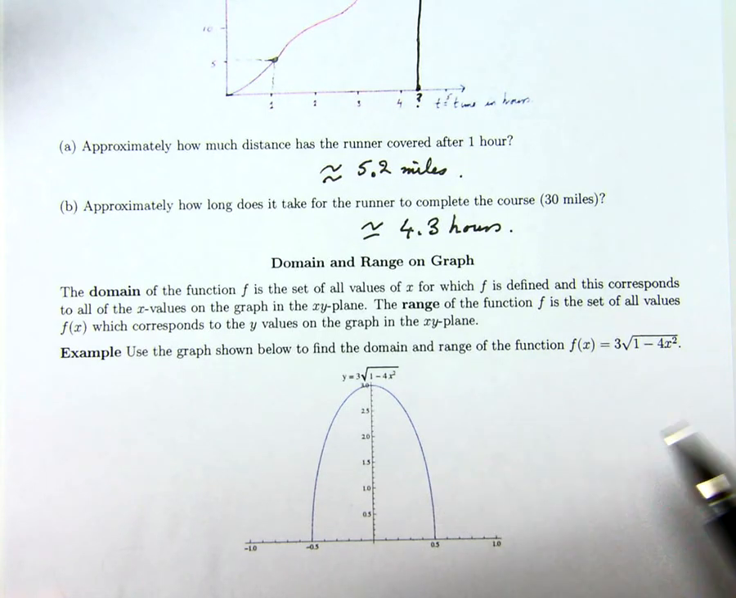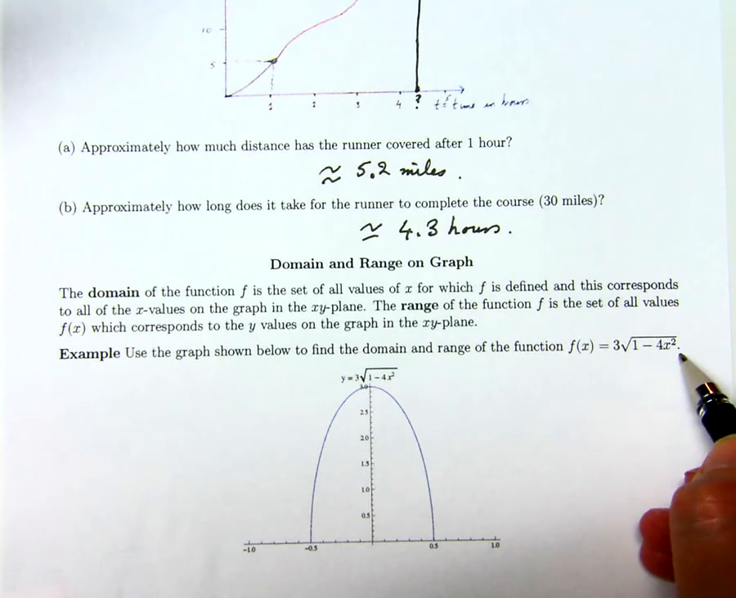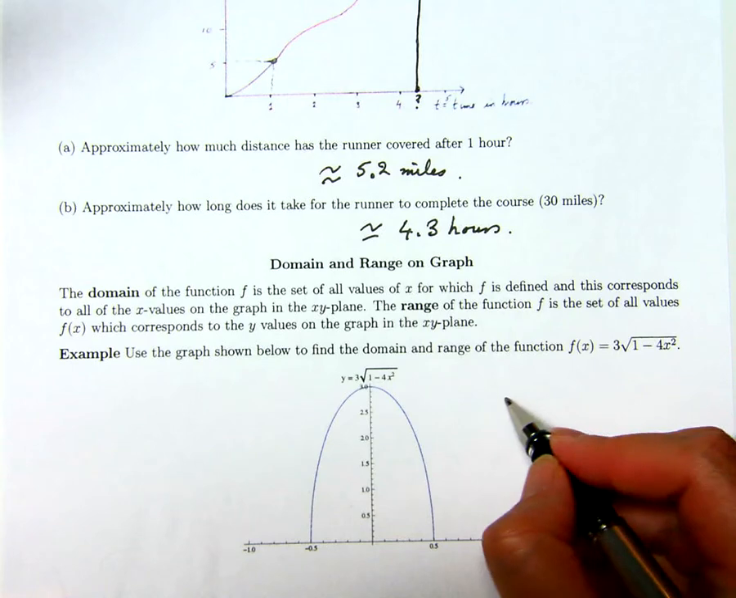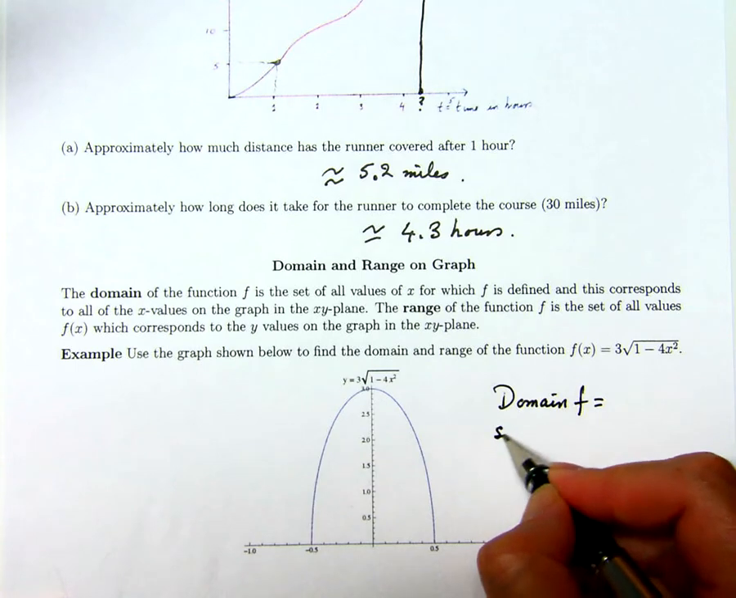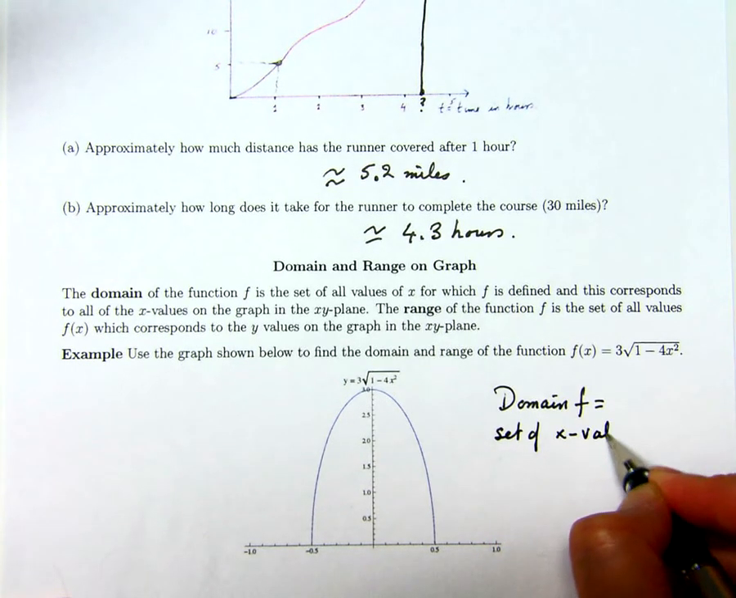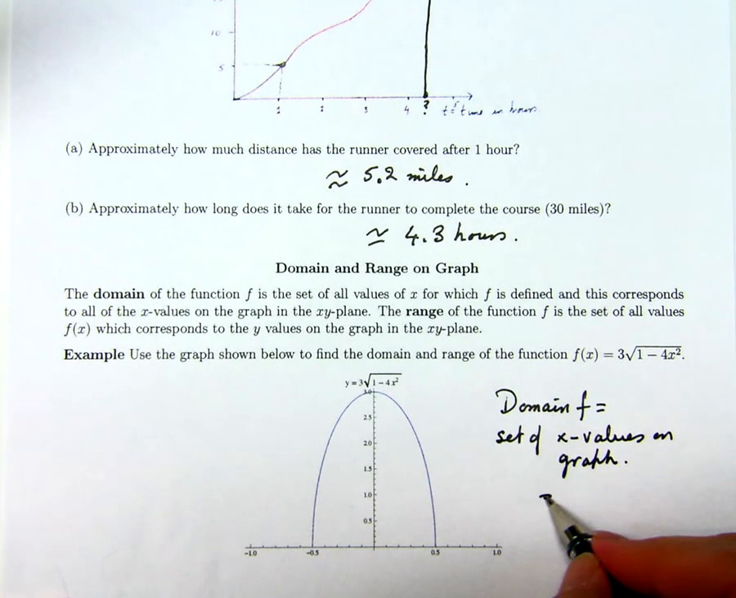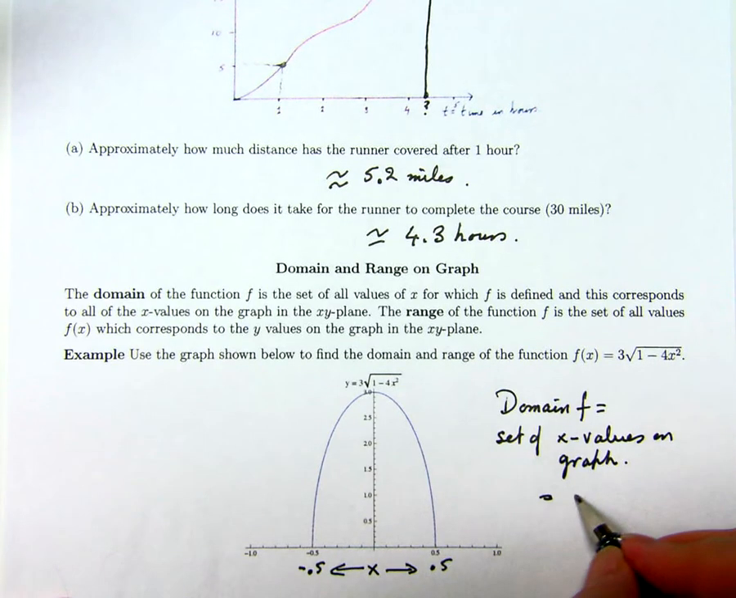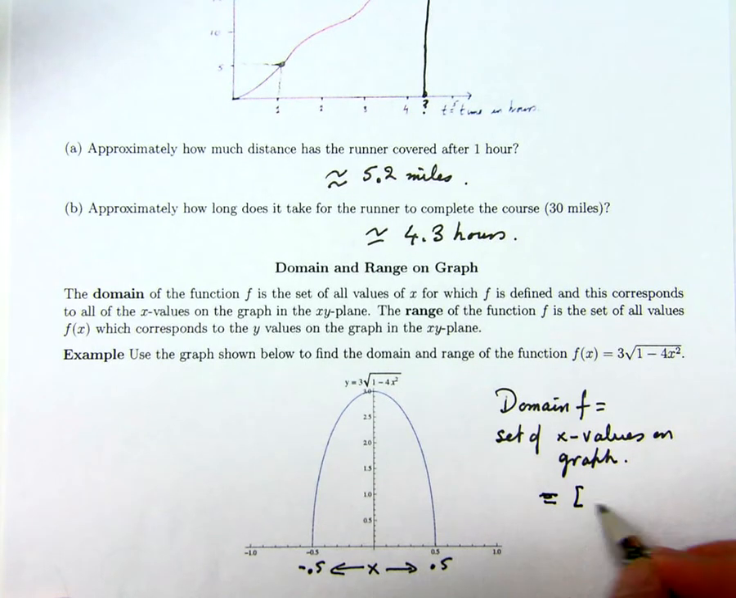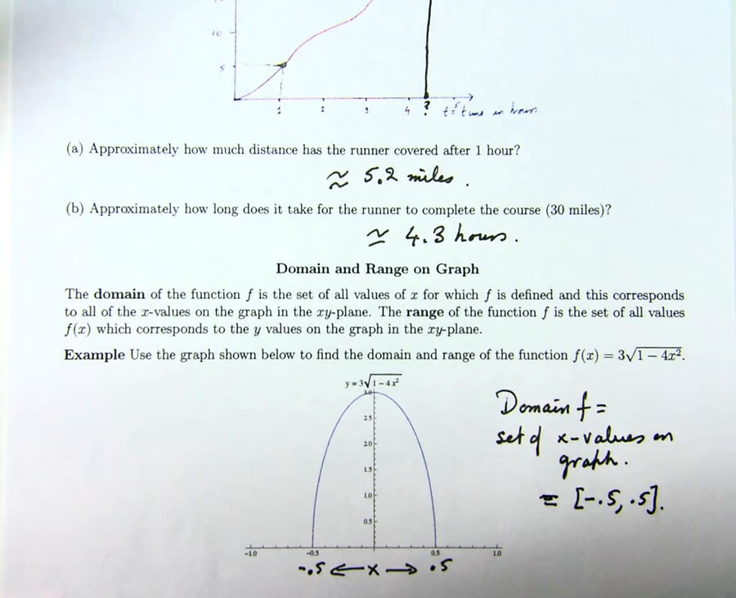So here's an example of a function. The graph of the function f of x equals 3 times the square root of 1 minus 4x squared. Given the graph, can we find the domain of f? And that's the set of x values on the graph. And we see that the x values run from minus 0.5 to 0.5 here. And so that's equal to the interval minus 0.5 to 0.5, including the endpoints. That's the domain of our function.